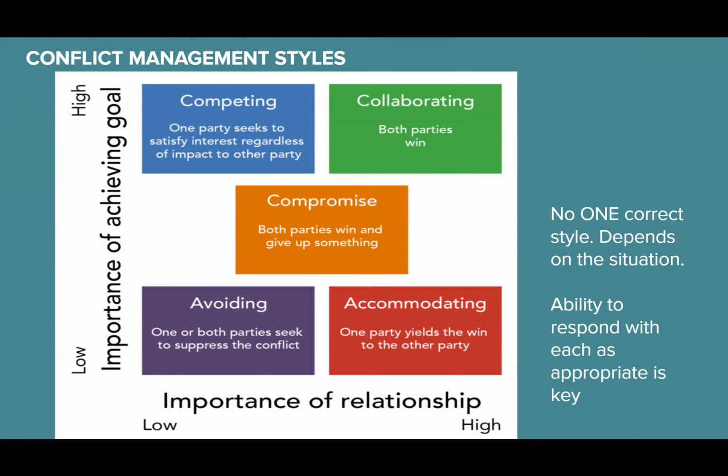Not that it's supposed to be a win-lose thing, but just letting them have it that time, not taking the effort to do the big collaboration or whatever. And then compromise, like I said, that's when both are winning, but also giving up something too. So those are kind of the five, and there's no one right or wrong strategy, right? It depends on the situation largely.